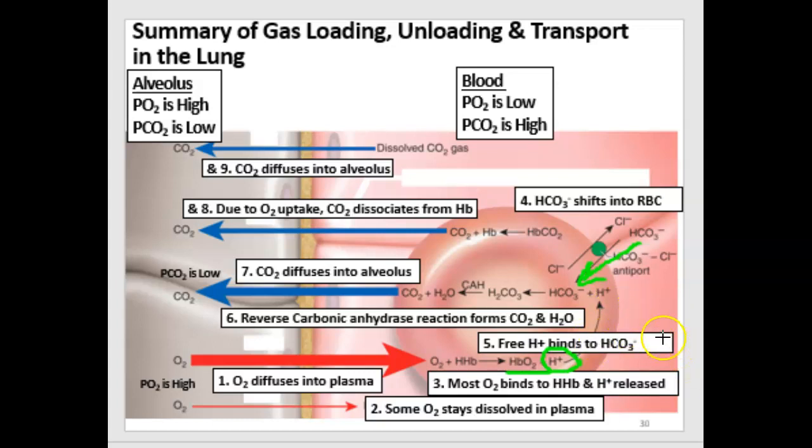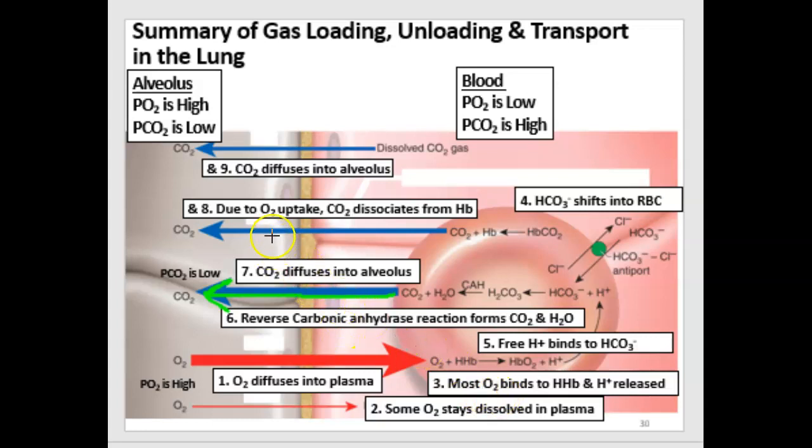The hydrogen ion will bind to that bicarbonate, and because we have carbonic anhydrase around, it converts the carbonic acid to carbon dioxide and water. Now we finally have our carbon dioxide, which before existed in the plasma as bicarbonate. So the carbon dioxide is now high in the blood and low in the alveoli, and so it will diffuse into the alveolus.